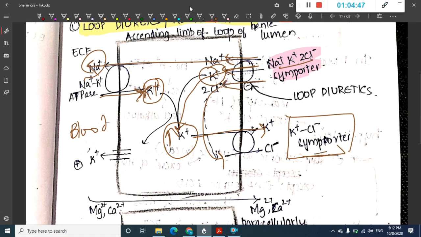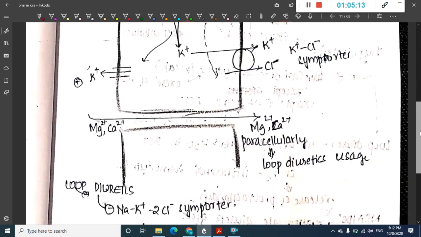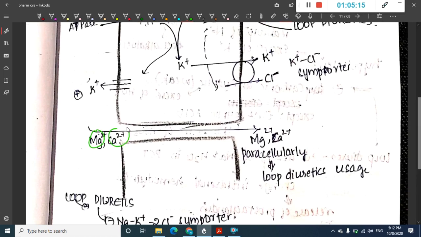Now we have given loop diuretics, so this whole process is lost. Because this whole process is lost, sodium, potassium and chloride all get excreted. Because of that there will be hyponatremia, hypokalemia and hypochloremia. These are the main side effects you see in loop diuretics. So I think you understood something about loop diuretics. Whereas magnesium and calcium go through the paracellular route, the space present between the two cells of the loop of Henle. Through this space magnesium and calcium escape.